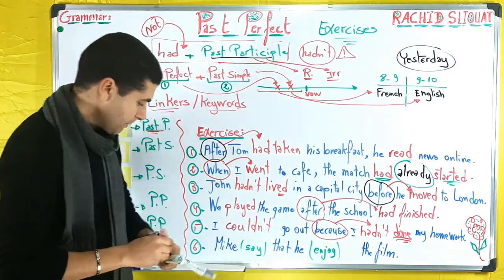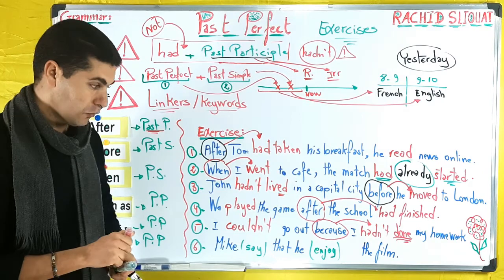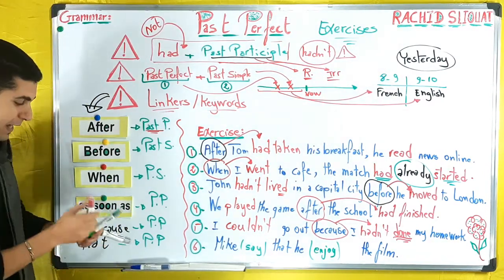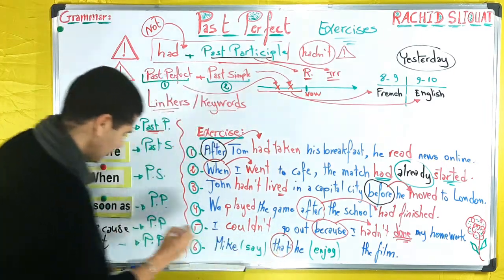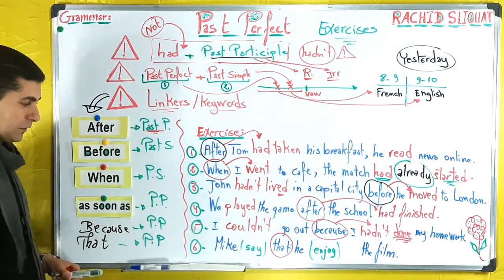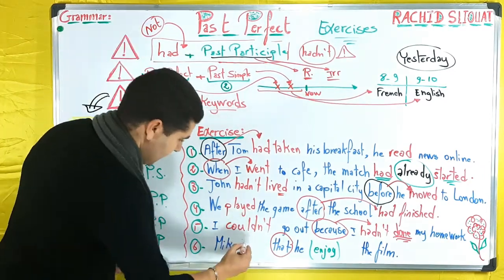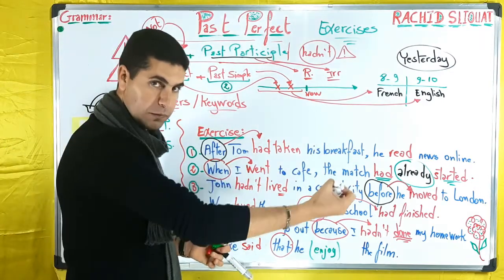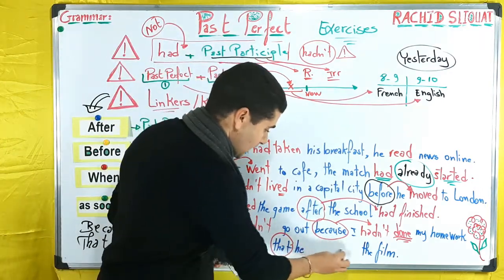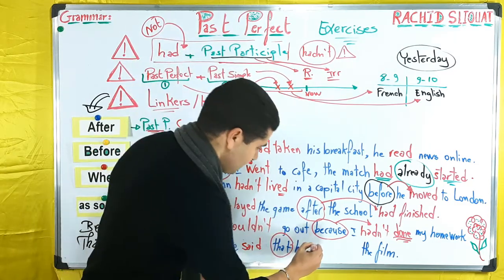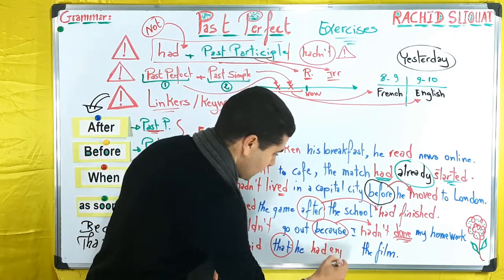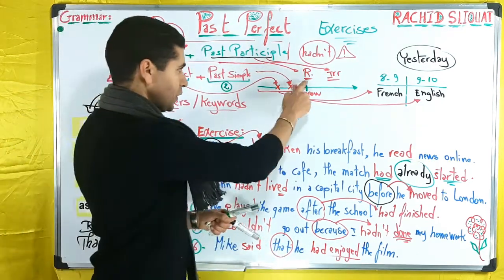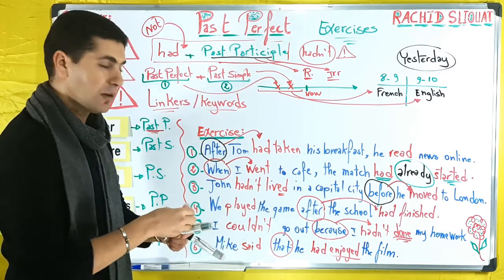Let's see number 6. Mike say that he enjoy the film. So here we have the keyword that, okay? And as I said, that is always plus past perfect, okay? So here we are going to say Mike said that he, so that, the following verb in past perfect, that he had enjoyed. The past participle of enjoy, it is a regular verb, that he had enjoyed the film.